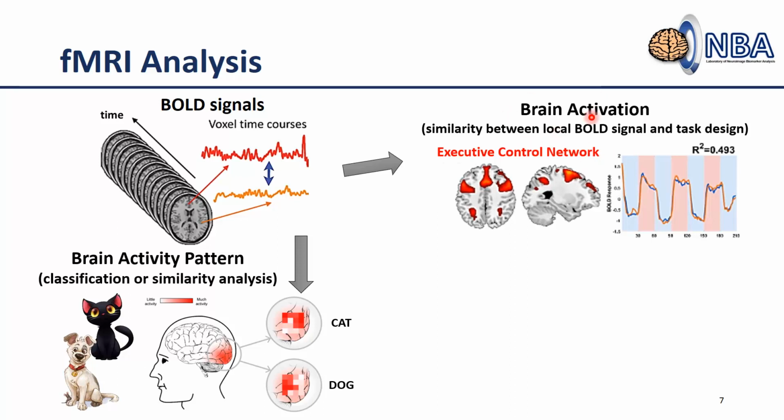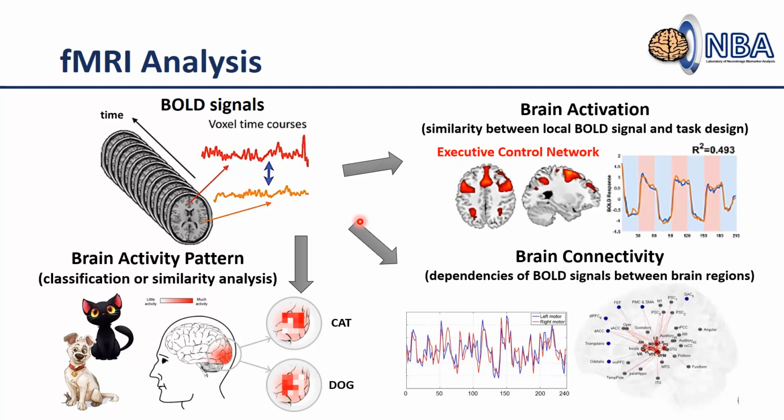But for this one, machine learning may not play any role. You simply need the general statistical approach, so-called general linear modeling. Then you can answer the brain activation, which is the specific location you are seeking for.